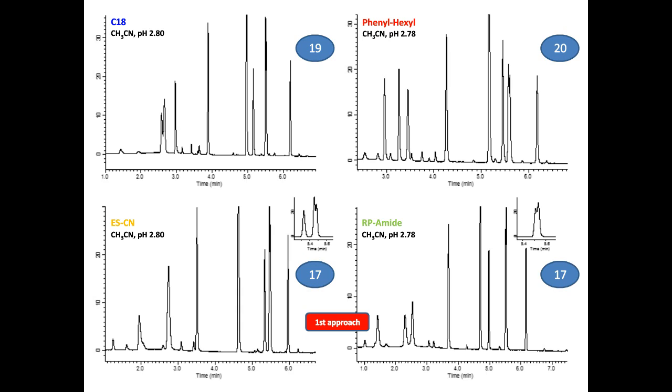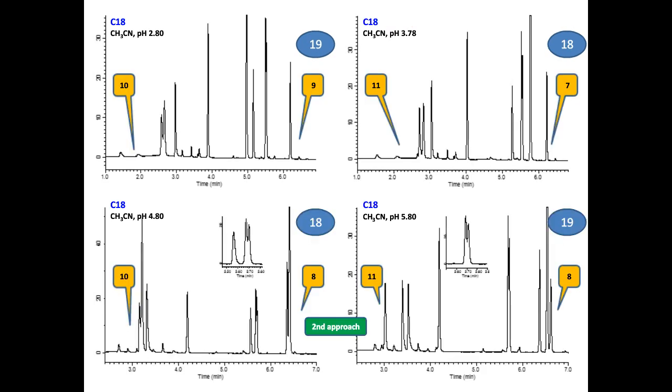The other way of looking at it is taking the C18 phase and the other phases at the different pHs and looking there. That way you can see what happens to the various peaks as the pH changes from 2.8 to 3.8 to 4.8 to 5.8. Again, here there are 2 different combinations that have 19 peaks separated and 2 that have 18.